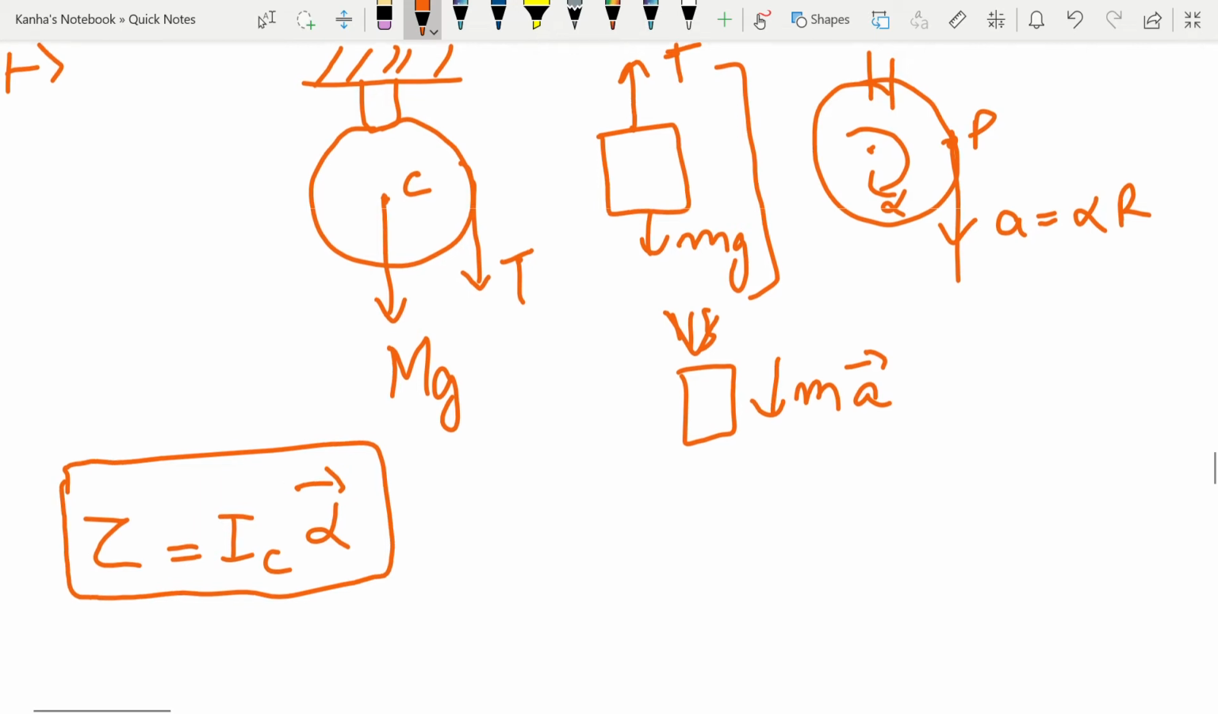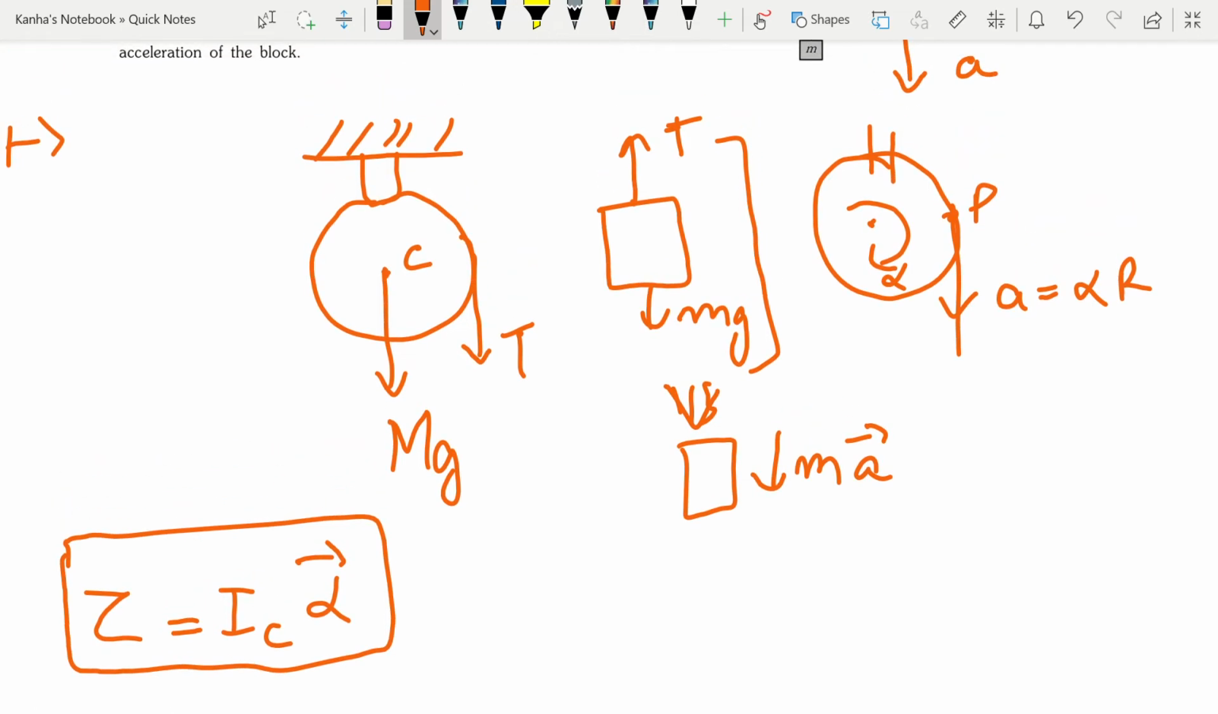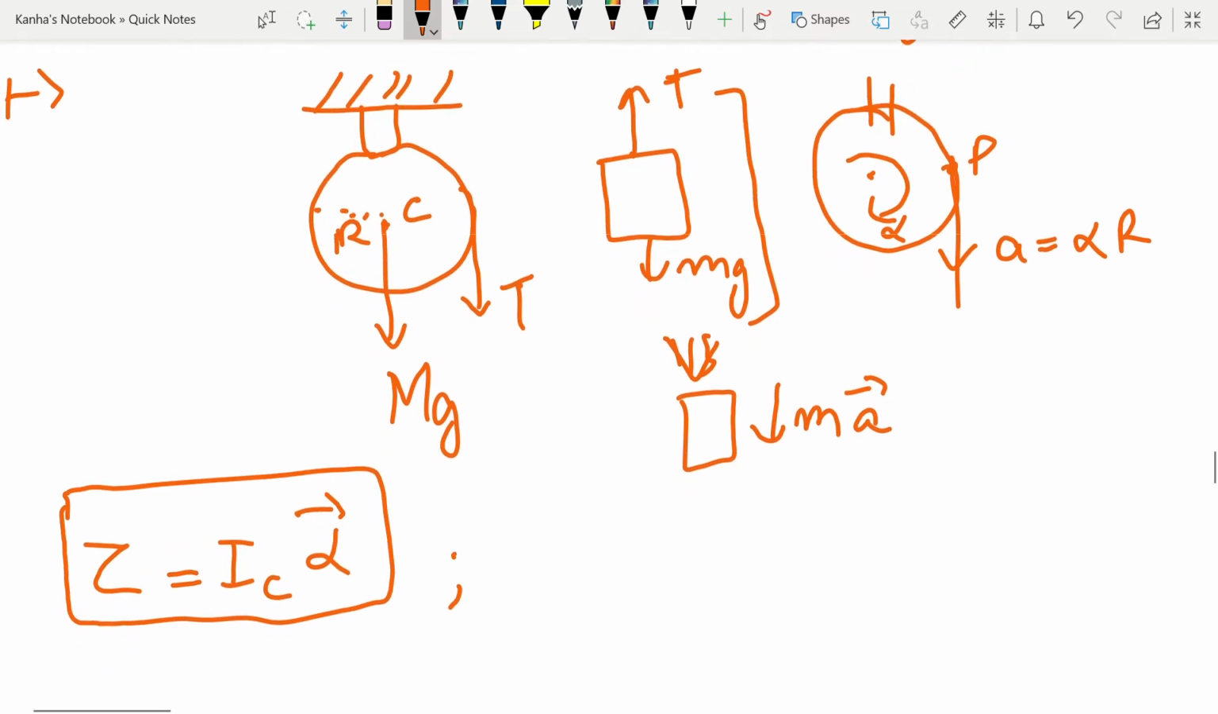Wait a second, I think I missed a force here. There should be a normal reaction as well. Sorry, not the normal reaction. Let me just call this as having a radius capital R, which was given in the question. Now I just need to find the torque.